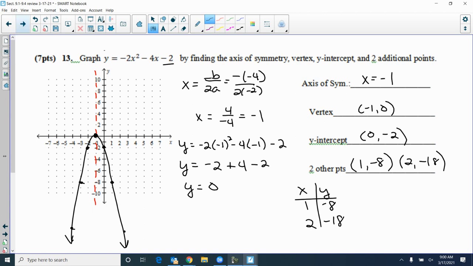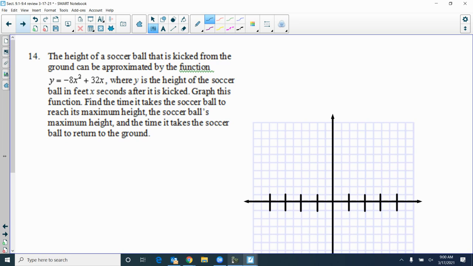All right. Now, 14. This one here, you don't have a graph. I got one over here, but it's not absolutely necessary. There's a couple of key things you got to do to solve this one. It says the height of the soccer ball that is kicked from the ground can be approximated by the function y equals -8x squared plus 32x. So that's going to be a key one here.